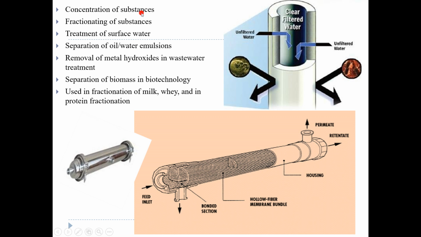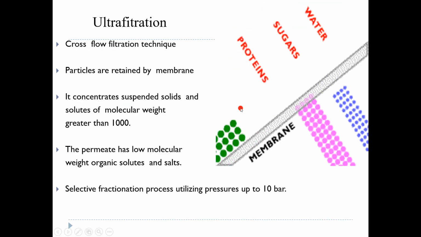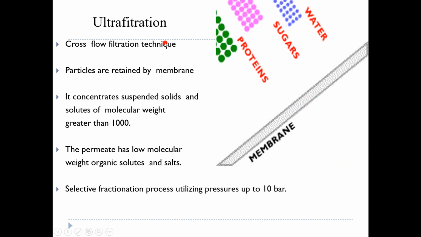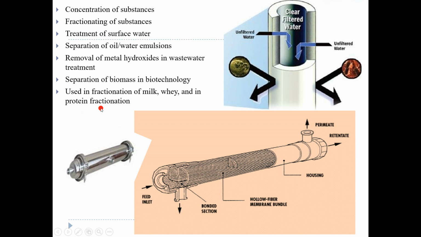It is used for concentration of substances, fractionating of substances, separating two or more solids, treatment of surface water, and separation of oil and water. Oil is retained, water is allowed to pass. Metal hydroxides can be removed. Biomass can be separated in biotechnology. It is used in fractionation of milk. Proteins are separated, so protein concentration can take place as you are separating water and other salts. So it is used in fractionation of milk, whey.